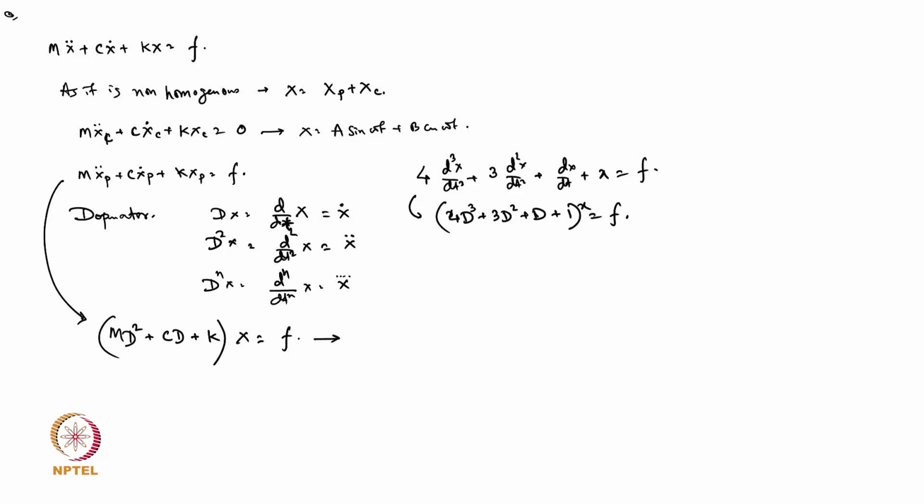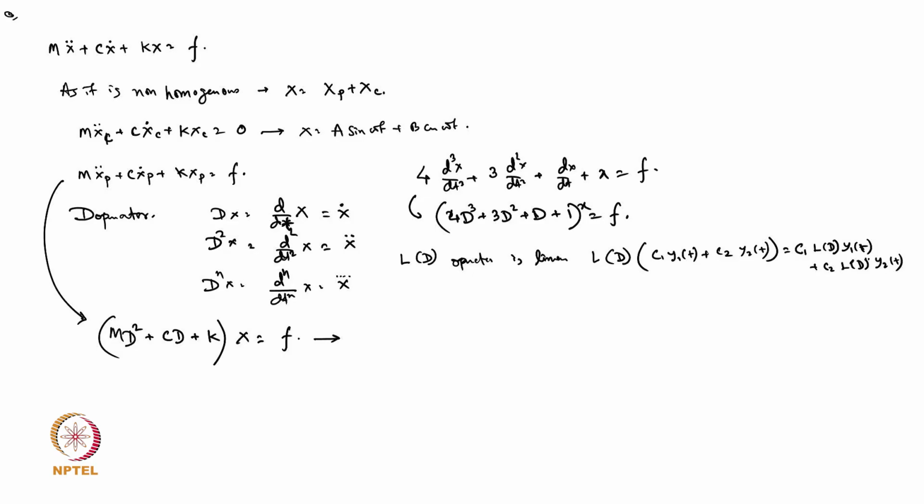The D operator is a linear operator. So L(D) is a linear operator. That means what? If you have L(D) of c1 y1(t) plus c2 y2(t), then we can write it as c1 L(D) of y1(t) plus c2 L(D) of y2(t).